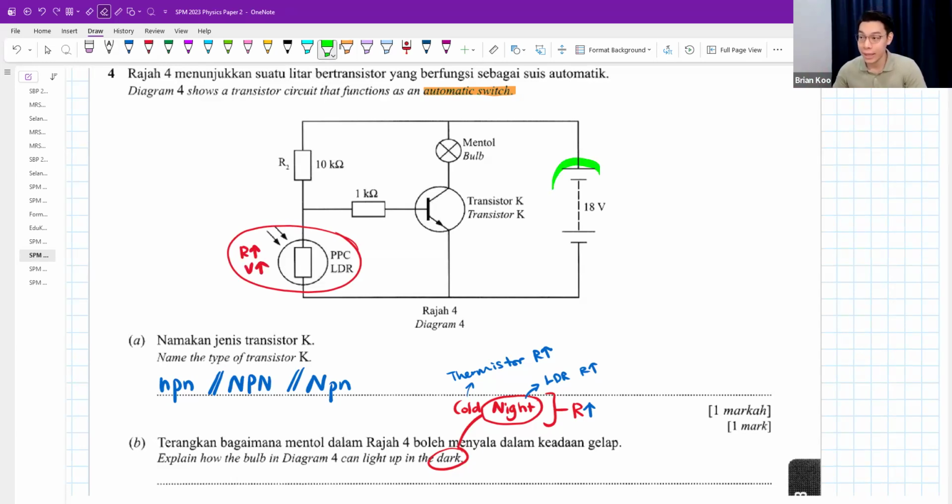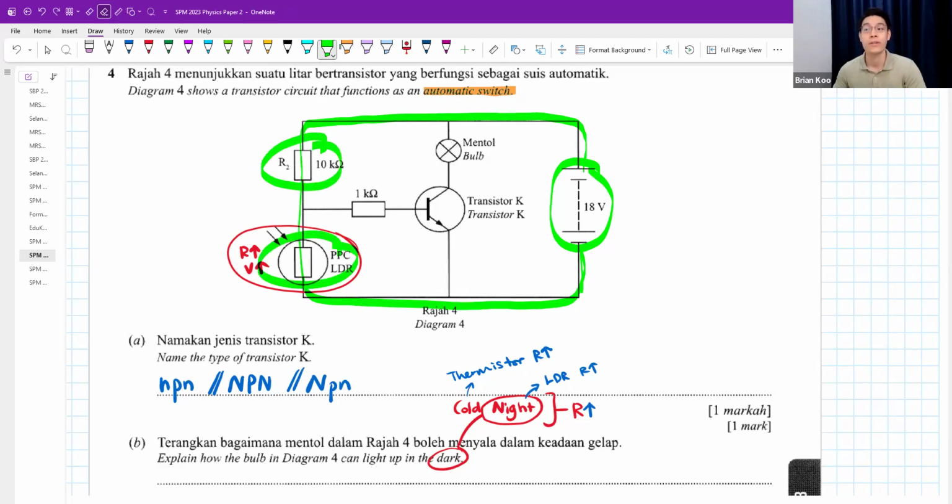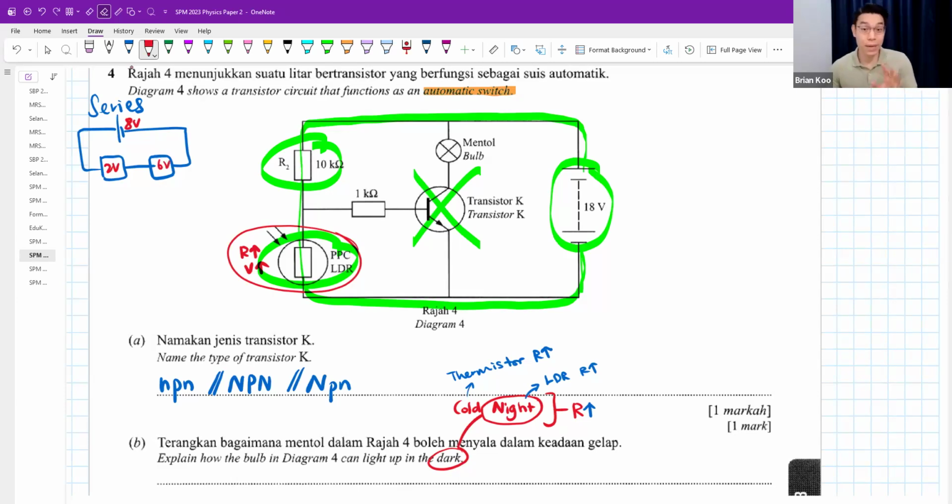Please understand that the battery is going to first share the voltage between these two resistors in series. Can see? You ignore the transistor first. The battery, 18 volts, will share between these two resistors. Don't forget, in a series circuit, current is the same, but the voltage is going to share. Like maybe this one is 8 volt, for example, then this one is maybe 2 volt, 6 volt, something like that. But it will share. But in total must still be 8 lah. Okay, you get the idea.